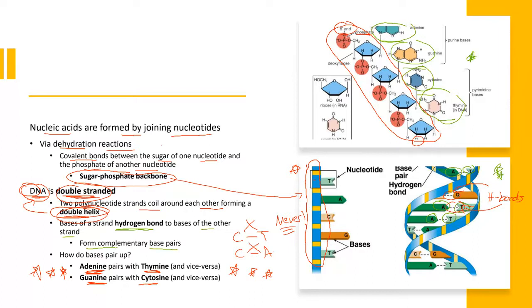I'm not going to continue with the rest, but I just want you to get the idea here. What's the idea? That the rules are: adenine always pairs with thymine, thymine always pairs with adenine. Guanine always pairs with cytosine, cytosine always pairs with guanine. Okay?